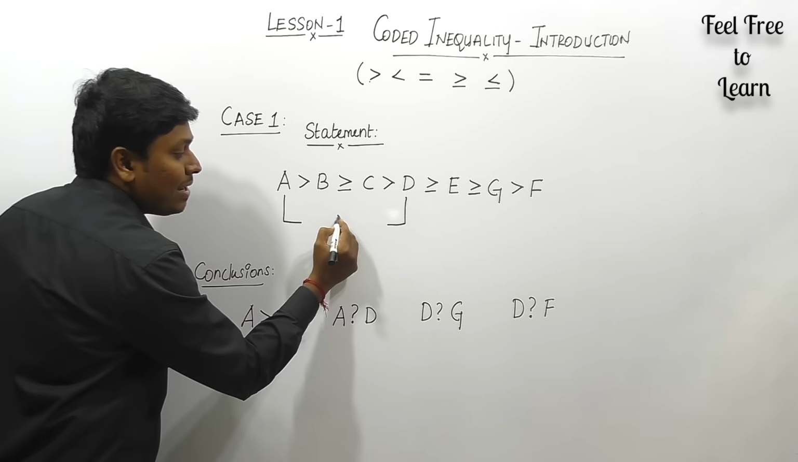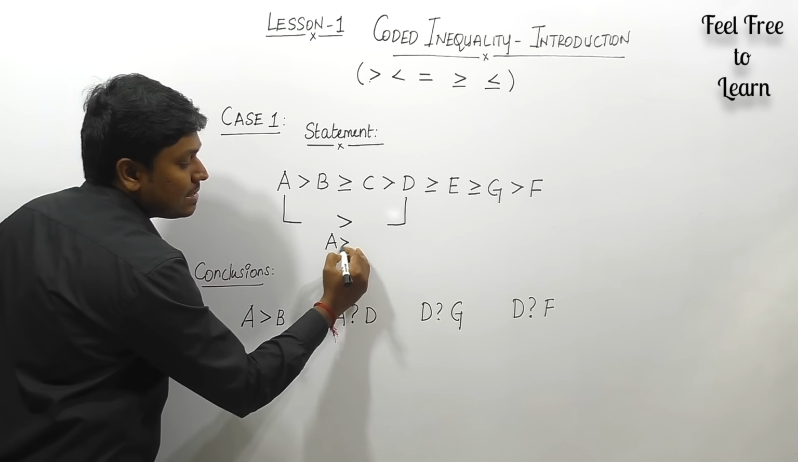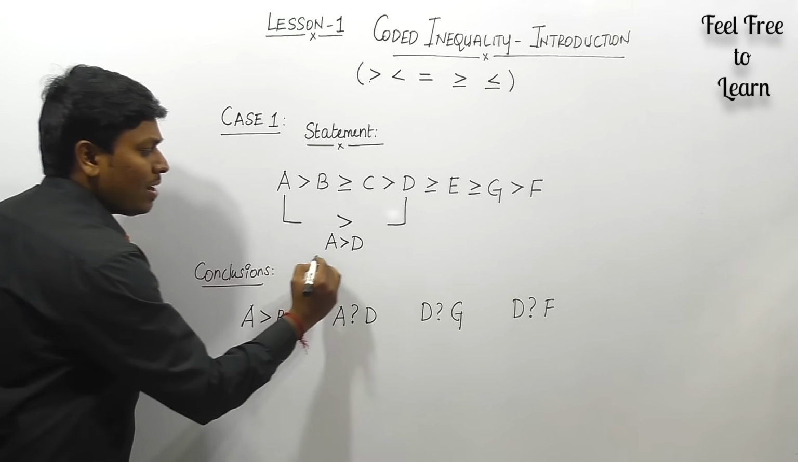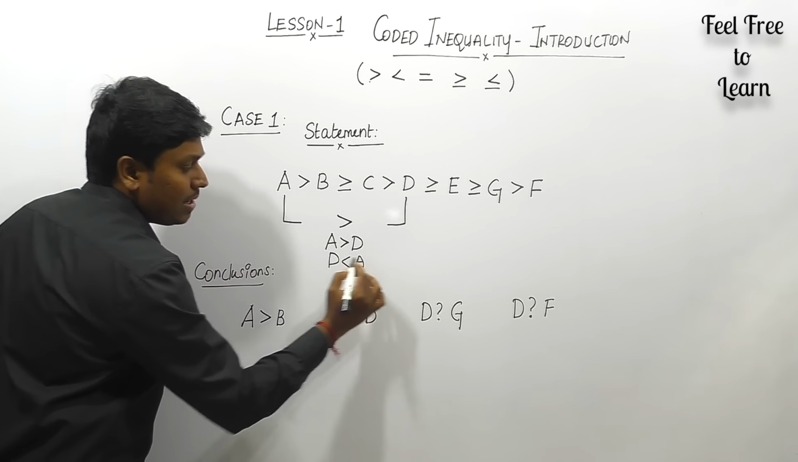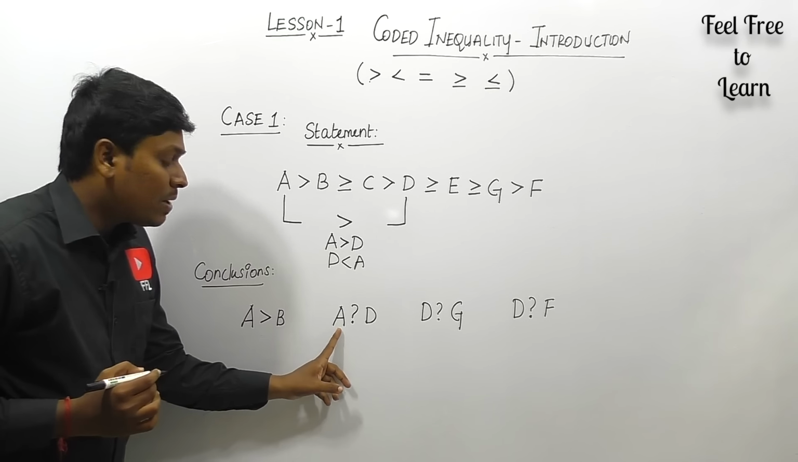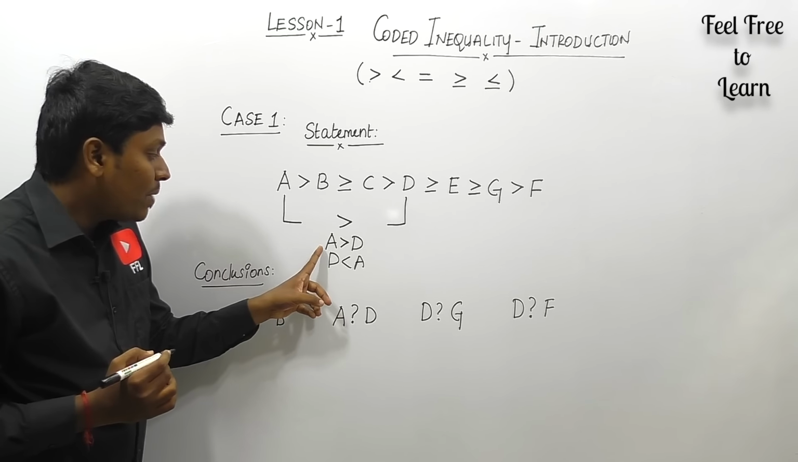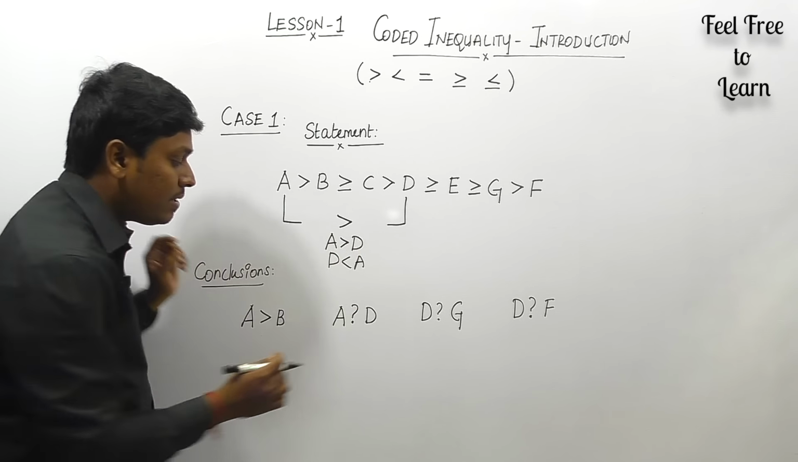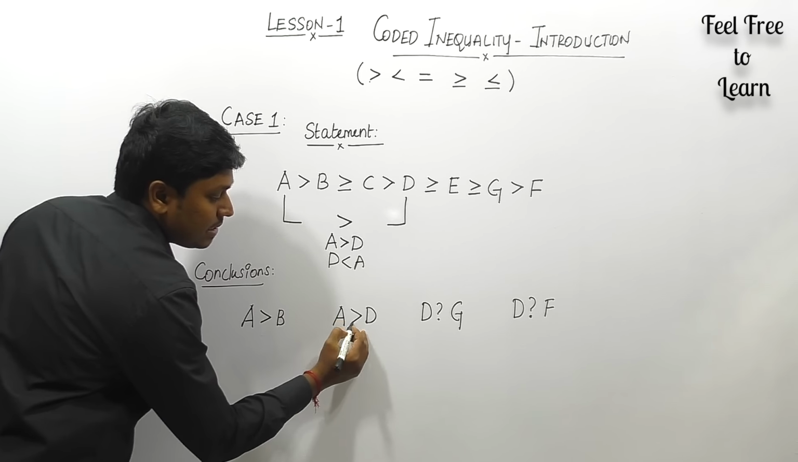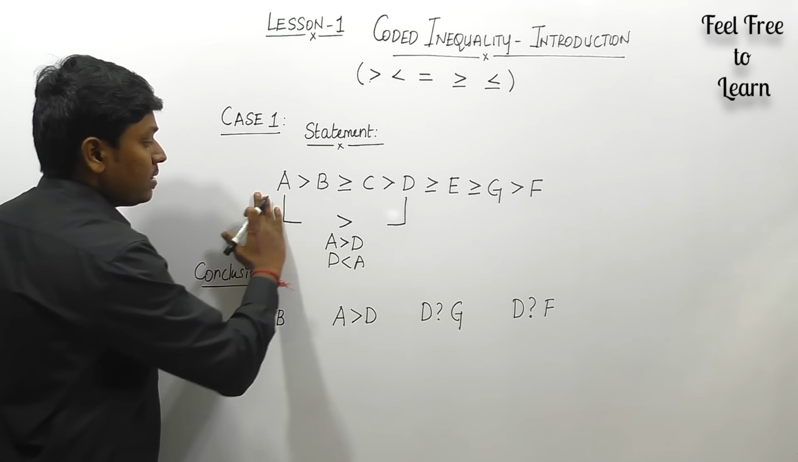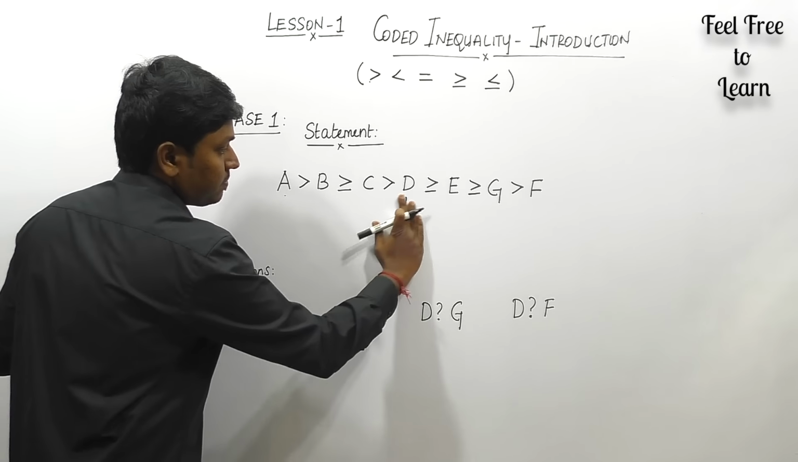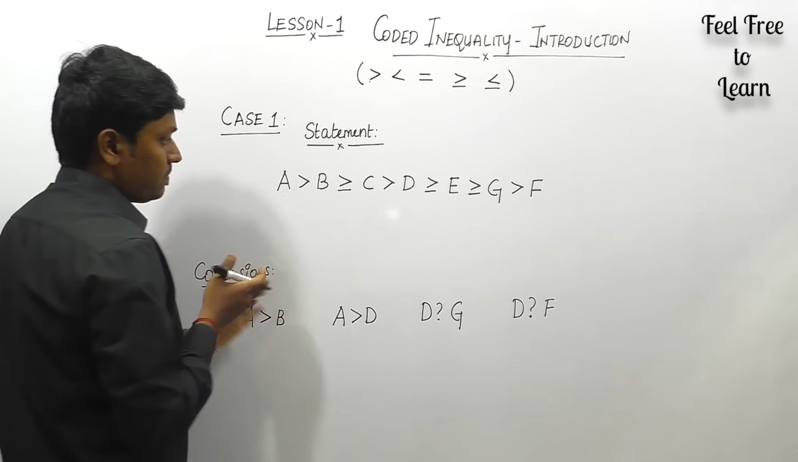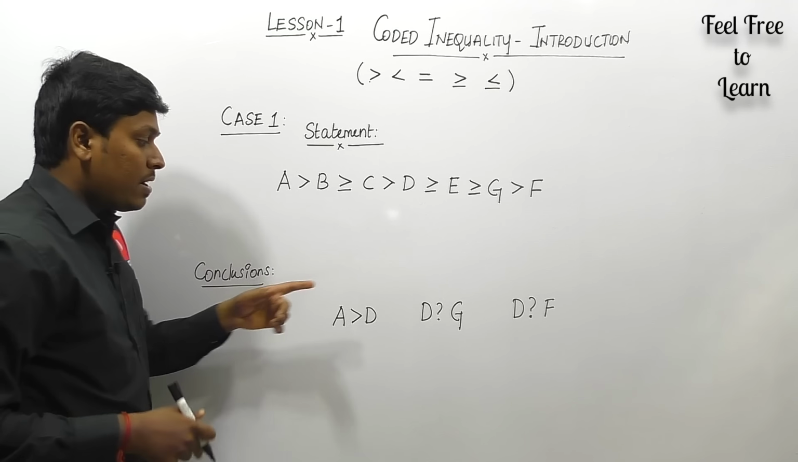So while comparing A and D, the answer is A greater than D, or otherwise D less than A. Both are same, right? So finally, while comparing A and D, we got A greater than D. So we can say that the answer is A greater than D. Got it? So let me write this. Okay, so conclusion number 3.